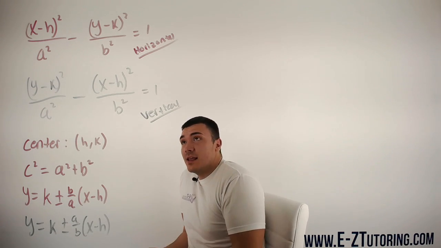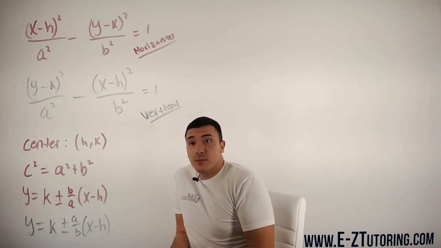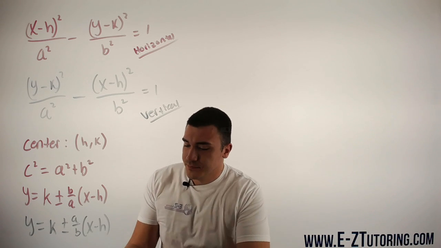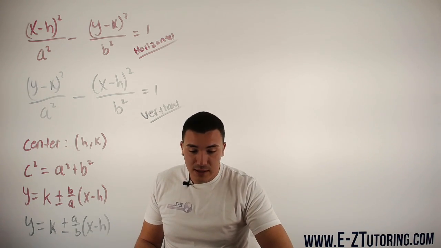So that is everything you need to know to graph a hyperbola, and you also do need to watch out whether it's horizontal or vertical, as it does change some things. All right, so now that we've got all of that done, let's go ahead and actually graph one here.